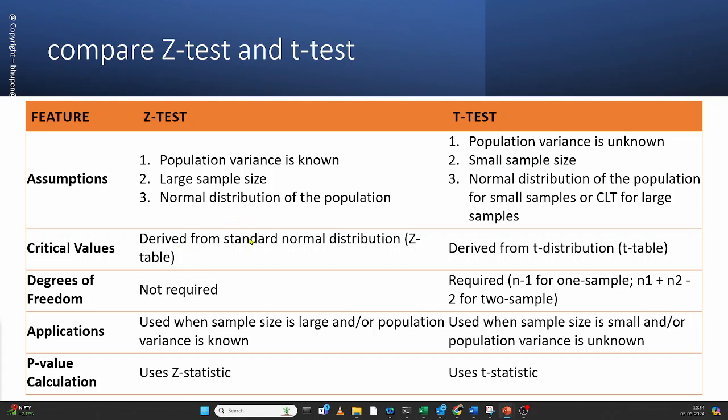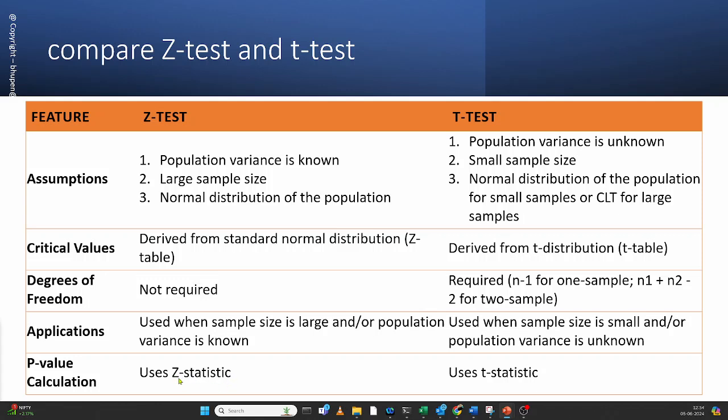Critical values for z-test are derived from the standard normal distribution; for t-test they are derived from the t distribution. Degrees of freedom is not required in z-test, but if you remember, we talked about it in the previous lecture. In t-test, we use degrees of freedom. So applications are to check the sample mean in both cases, but z-test is applicable when we have a large sample size and known population variance.